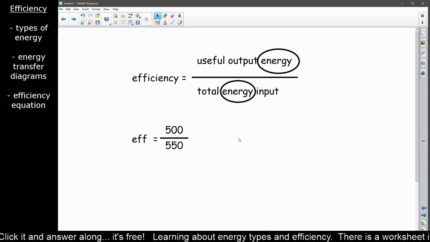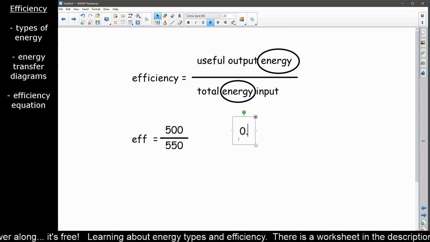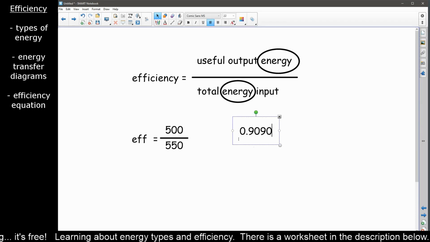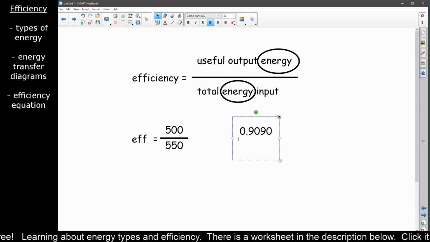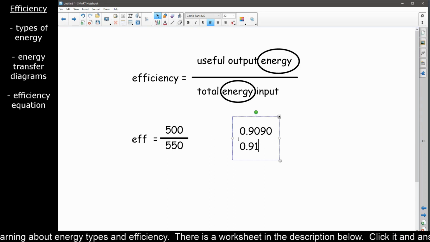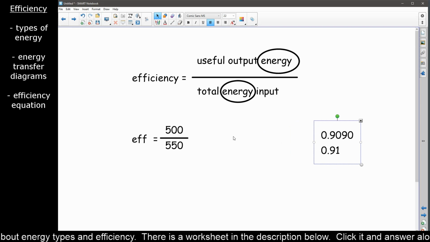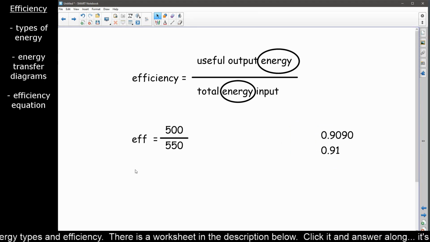I'm going to do 500 divided by 550, and that is going to give me an answer of 0.90, and that's going to be recurring. So that's 909090. So we'll round that off to 0.91. Okay, so we did that calculation, put that over there. So my efficiency equals 0.91.